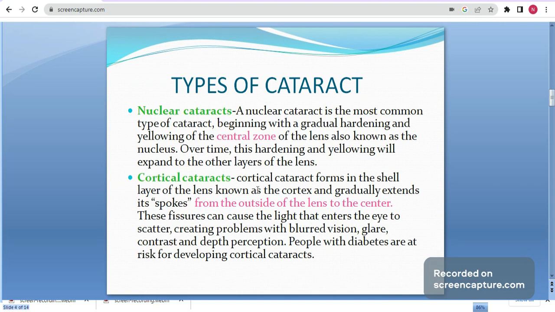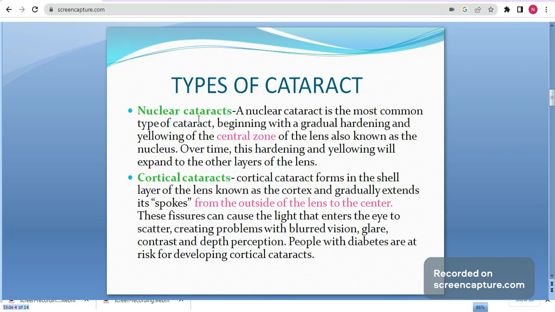Next is the cortical cataract. Cortical means cortex, the outer side of the lens. The hardening or opacification starts from the cortex of the lens and comes inwards. So cortical cataract forms in the shell layer of the lens known as the cortex, and it gradually extends its spokes inwards from the outside of the lens to the center. These fissures can cause the light that enters the eye to scatter, creating problems with blurred vision, glare, contrast, and depth perception. People with diabetes are at a higher risk of developing this type of cataract.